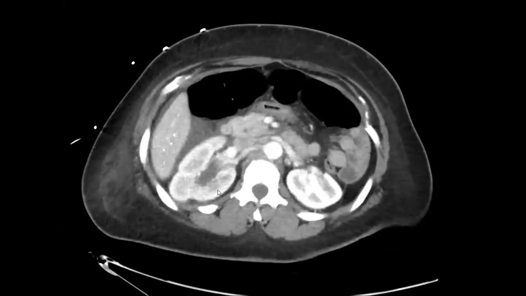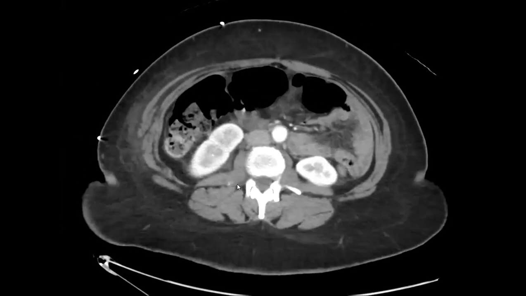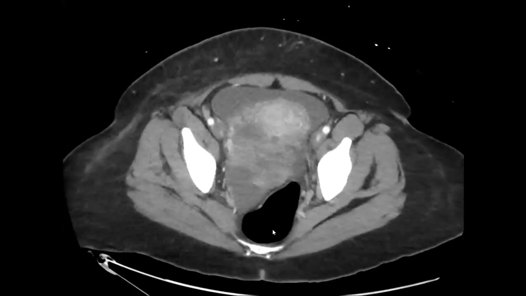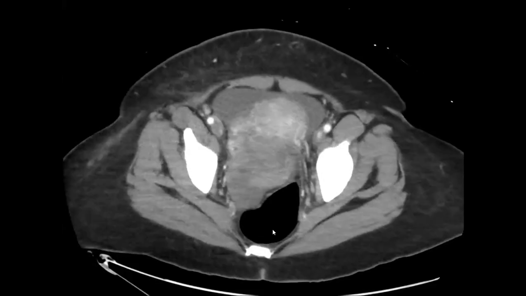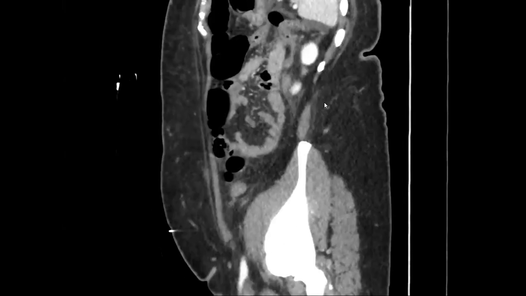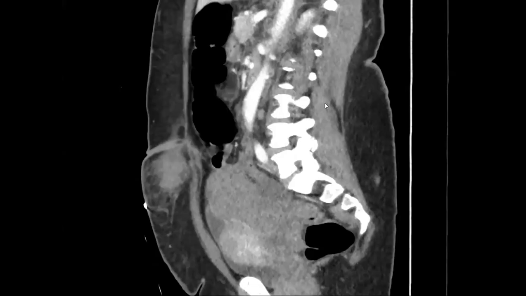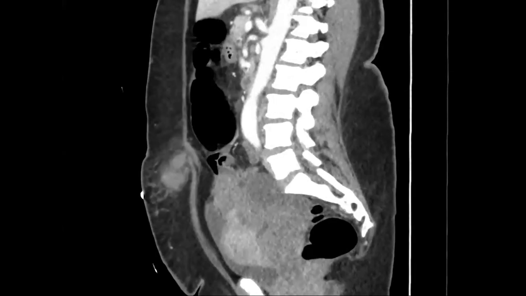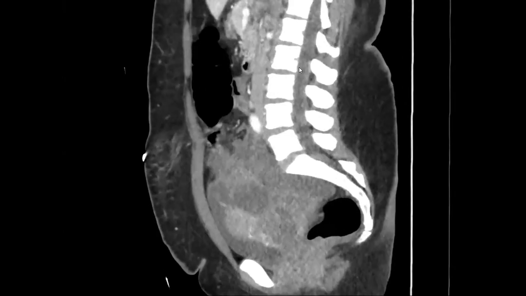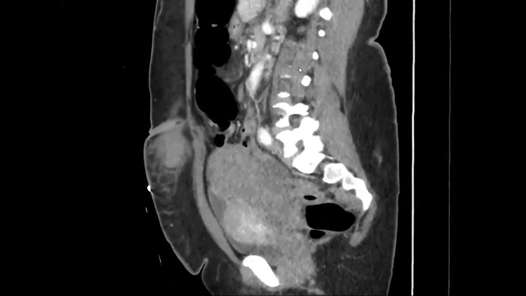Okay. And then there's hydro, there's obstruction. Yeah, the right hydro. What is that? Fibroids? It doesn't look like fibroids. It doesn't look good. I'll give you the sag. Do you think they're fibroids? Abscess? It's in the cul-de-sac.